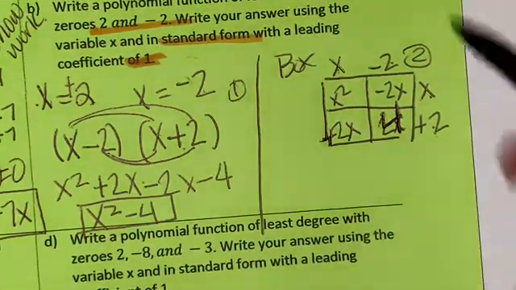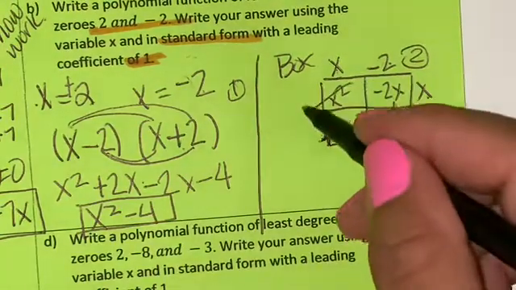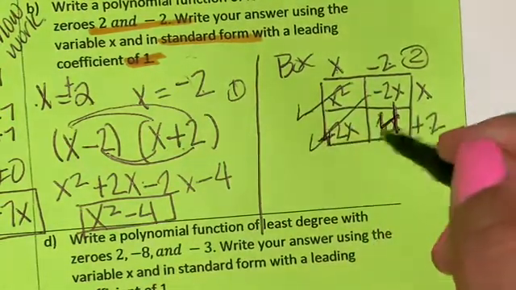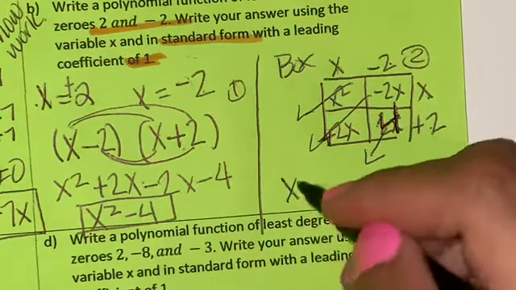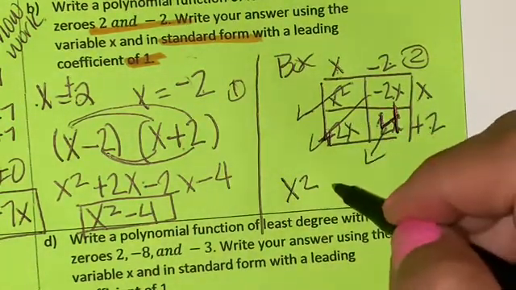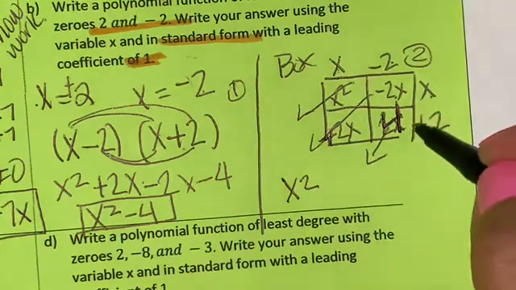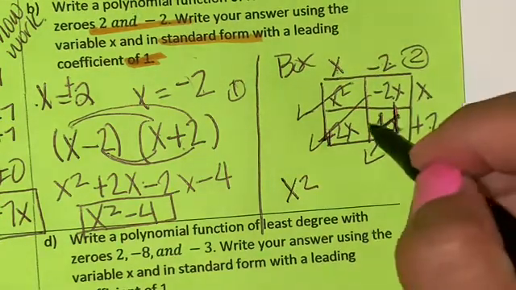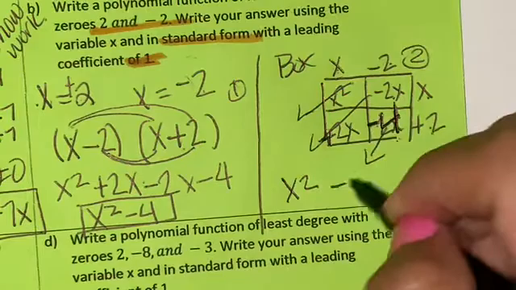Yep, that's 4. So then when you add going across x squared, -2x plus +2x is 0. So I don't need to write that down. And then I had a 4, but it was a -4. So -4.